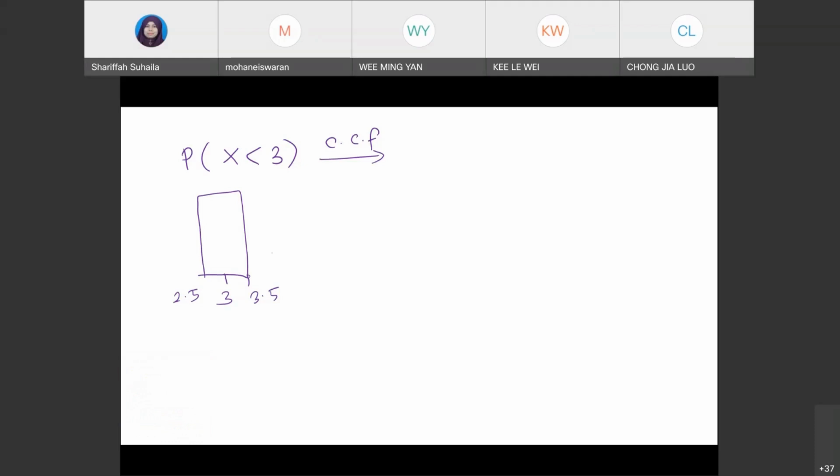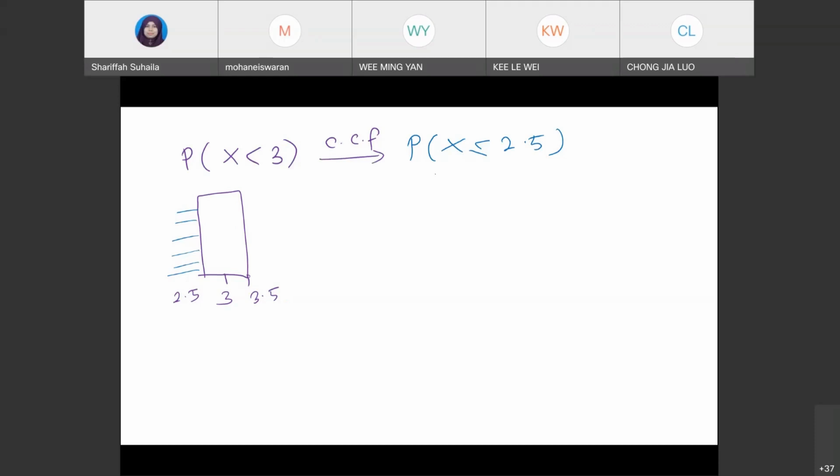So you want to have x less than 3. X less than 3 is not included in the bar, so we just correct it to probability x less than or equals to 2.5. Kamu bayangkan you have a rectangle between 2.5 and 3.5. So less than 3, you don't have the equality sign, so just up here: x less than or equals to 2.5.